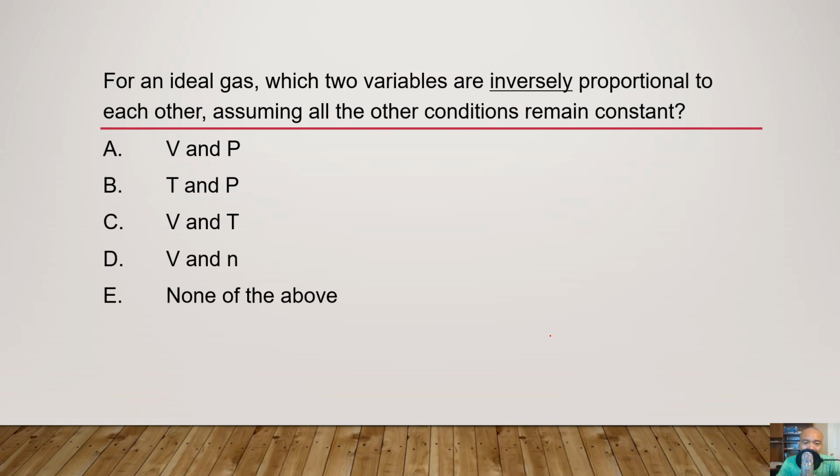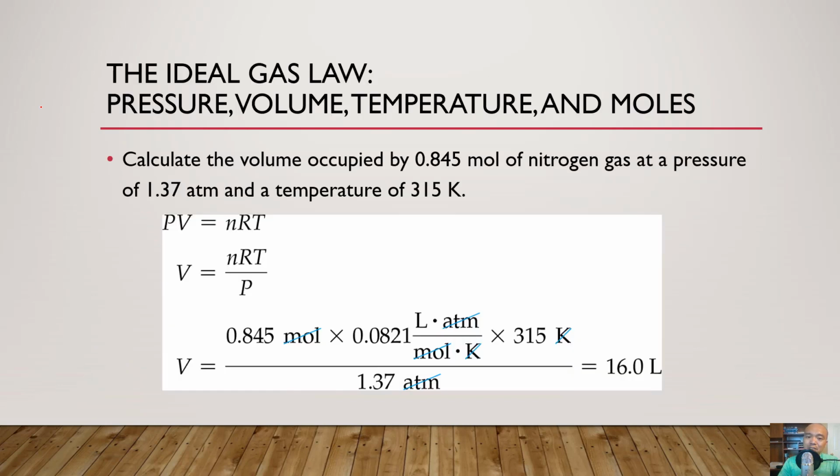For an ideal gas, which two variables are inversely proportional to each other, assuming all other conditions remain constant? So do remember, for the ideal gas law, PV = nRT. According to Boyle's law, which is under constant moles of gas and constant temperature, P and V are inversely proportional to each other. So A is the correct answer.